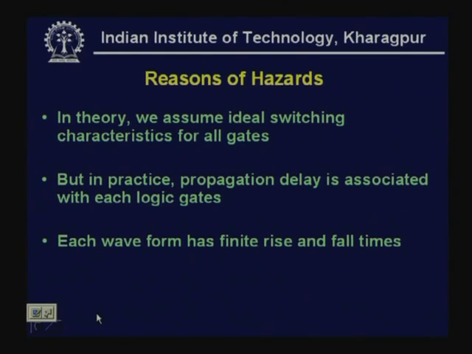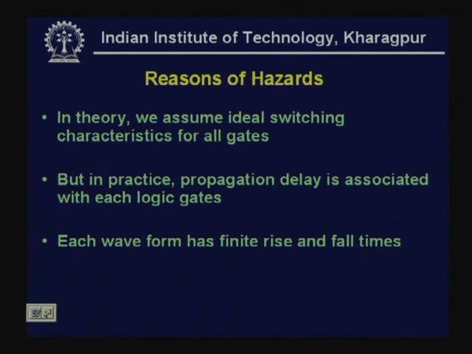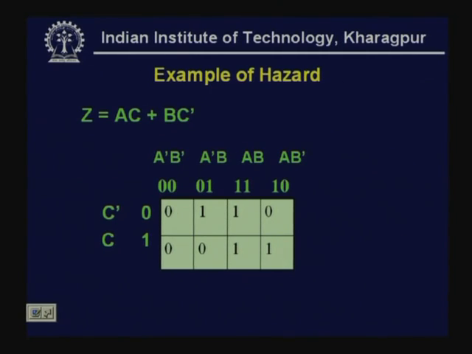Now for this reason, as each gate is taking some time for its execution, what we have defined as a delay, sometimes this creates a problem in real life circuits. Let us take an example of hazards. So this problem we are defining as a hazard, and this is the reason for the hazard: the time or the delay it is taking.